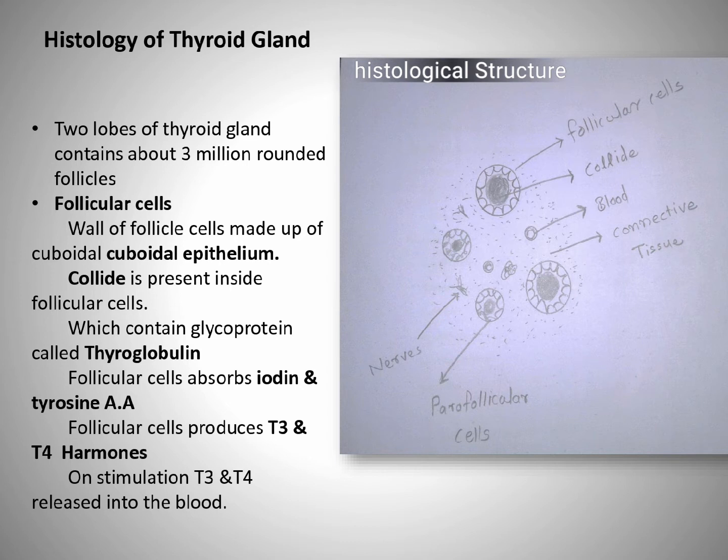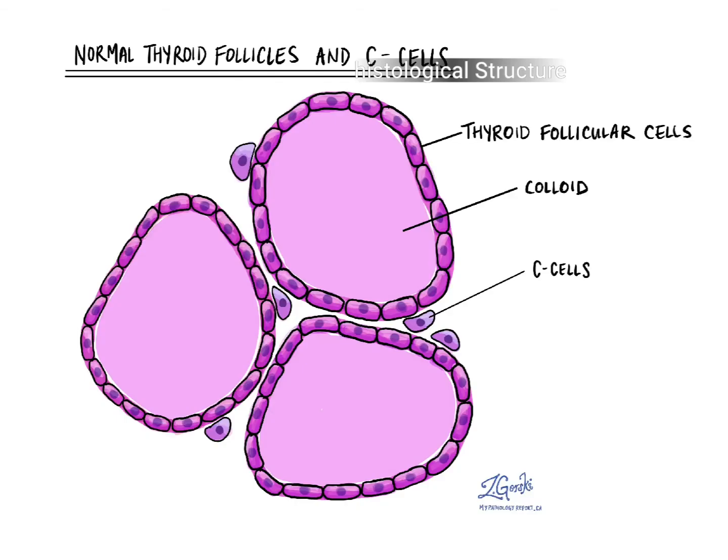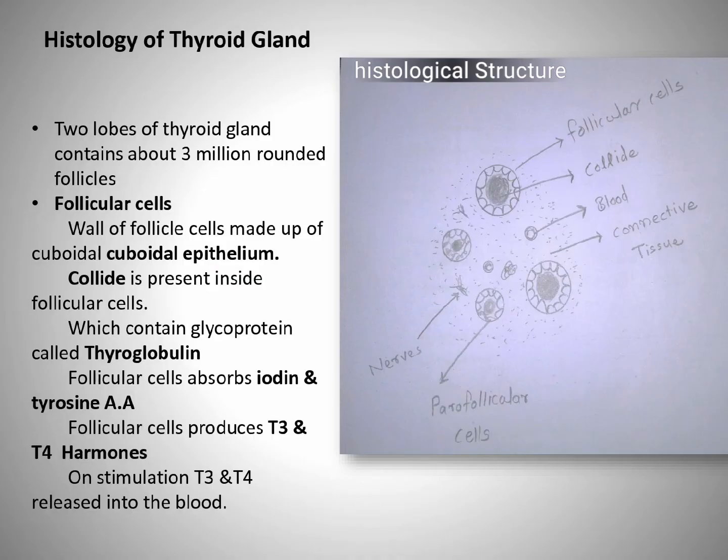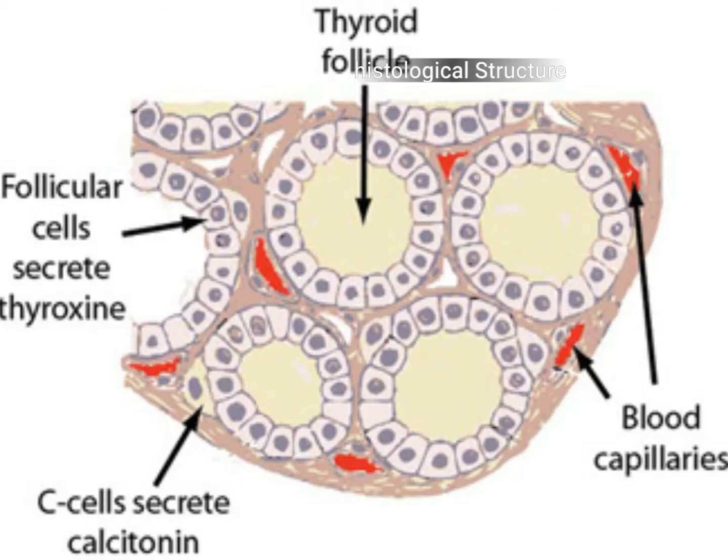These are spherical, and the wall is made up of a large number of cuboidal cells, the follicular cells. These follicular cells are the derivatives of the endoderm and secrete thyroid hormone. The circulating form of this hormone is thyroxine, which is tetraiodothyronine, T4, along with a small quantity of triiodothyronine, T3. Even though most of T4 later converts to the more active form T3, both affect the target cells with varying degrees of stimulation. These hormones help in regulating the BMR of the body.